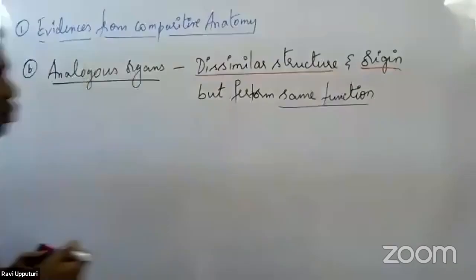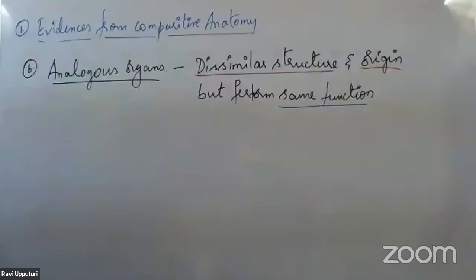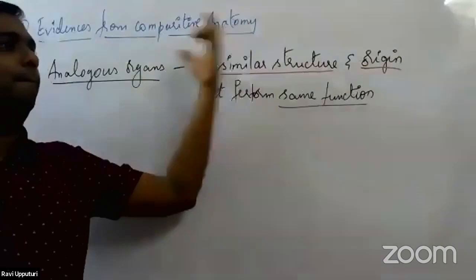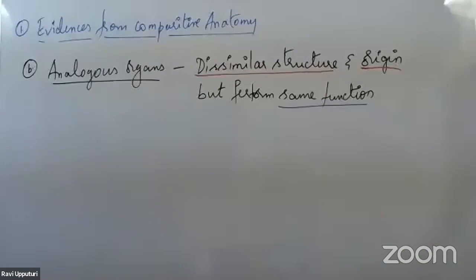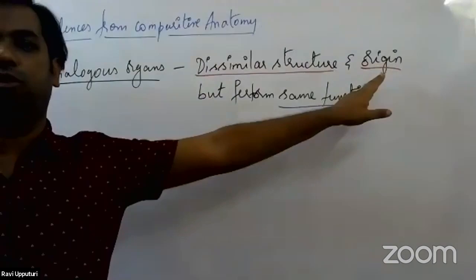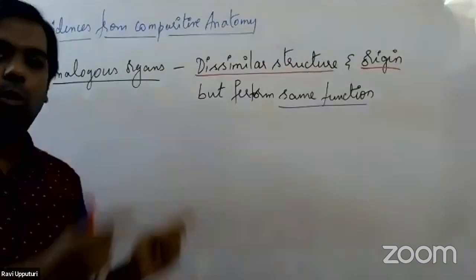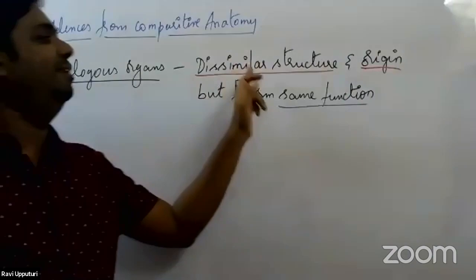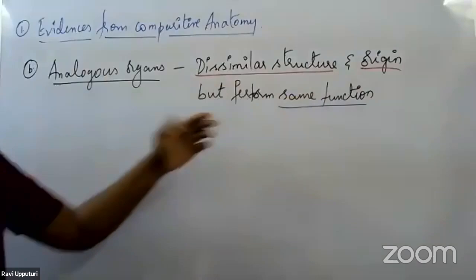So what are analogous organs? Organs having dissimilar structure and origin, but performing the same function, we call analogous organs. What did we say with regards to homologous organs? Organs having the same structure and origin, but performing different functions were homologous organs. Quite opposite to that would be analogous organs: organs with dissimilar structure and origin, but performing the same function.